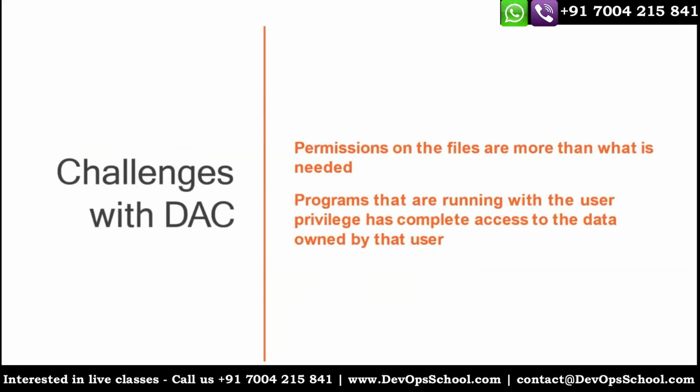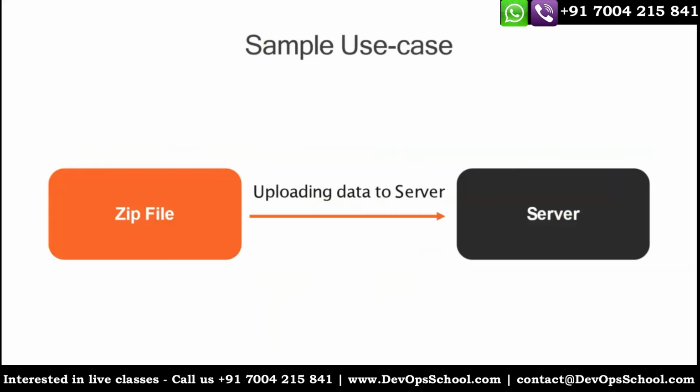So there are some challenges with the DAC permission. Permissions on the files are more than what is needed. That means in DAC, once you become an owner, you get permissions that you may not require, like read, write, execute, whatever, and you can change the permissions for users and stuff like that. So programs that are running with the user's privileges have complete access to the data owned by that user. So that is a problem we have with DAC.